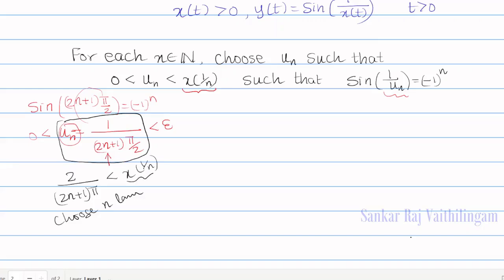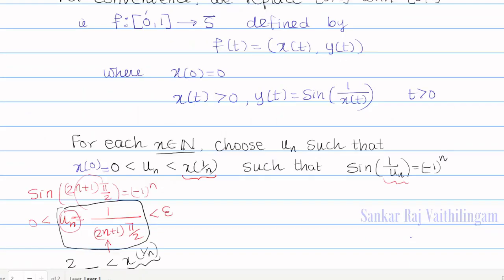I do not know what my x of 1 by n is; it is going to be some epsilon, some positive number. Therefore, I can choose a u n smaller than that. That is what I have written: for each natural number n, choose u n. This u n lies between 0 and x of 1 by n such that sine of 1 divided by u n is equal to minus 1 the whole power n. Actually, here 0 is nothing but x of 0. Note that above I have written x of 0 is equal to 0.